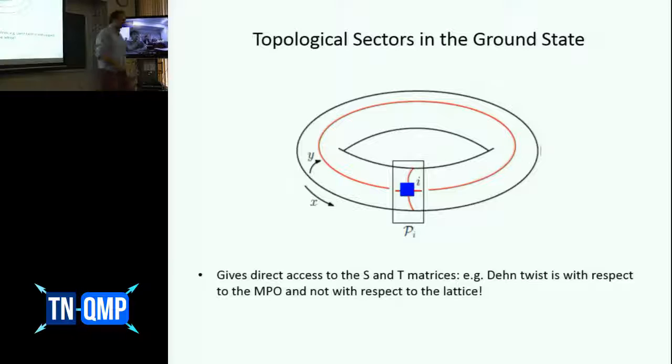Okay, so what I think is very cool is that once you have this picture in terms of matrix product operators that characterize the ground state manifold, you can also start looking at what people call the modular transformations, or the S and T matrices.